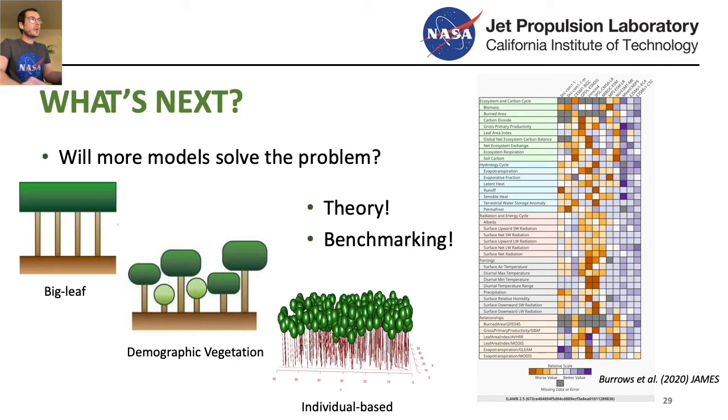In terms of models, will more models solve the problem? Well, it doesn't look like it, because of the CMIP simulations: CMIP4, no agreement; CMIP5, no agreement. Now, earlier this year, it doesn't look like CMIP6 models are agreeing either. So should we just keep adding more and more processes and more models into it? Probably not. More models are welcome and they always will be.